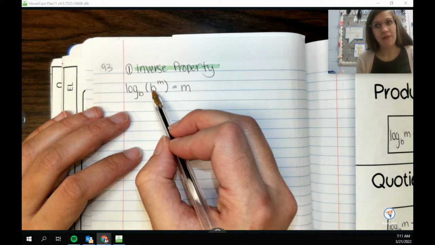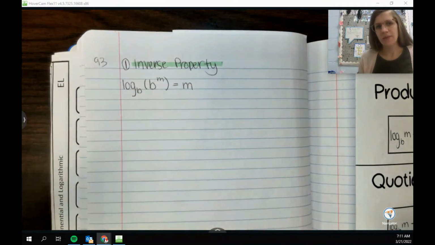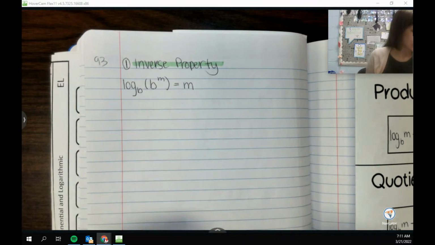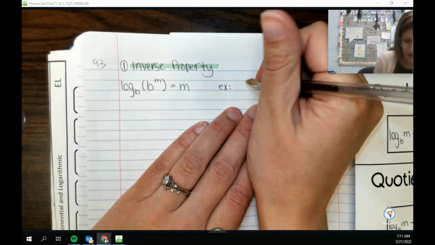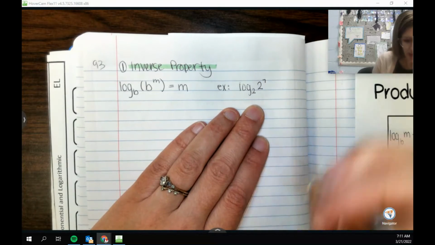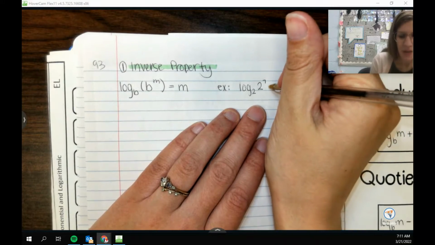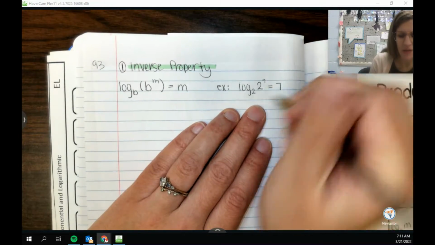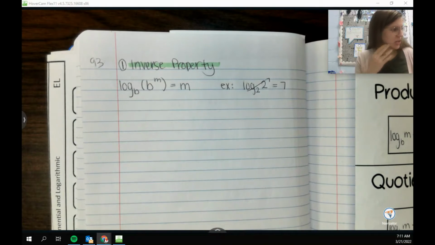So if it's log base 5 of 5, that's 1. Log base 2 of 2, that's 1. So 1 times anything is just that thing. So that's kind of why that works. And so an example of that is if we have log base 2 of 2 to the 7th, don't do 2 to the 7th, that seems like a bad time. This is just going to equal 7. Like the log base 2 just cancels out to 1, and then you're just left with 7.